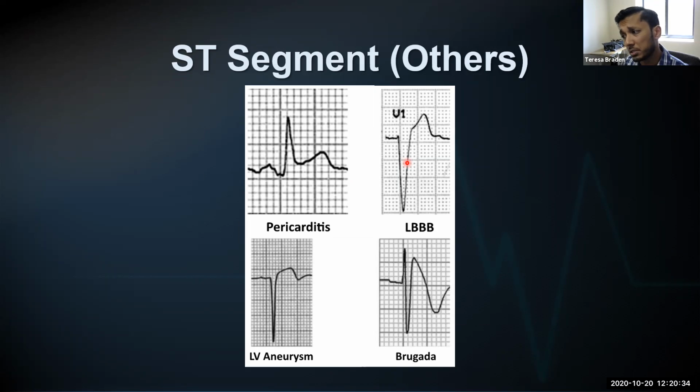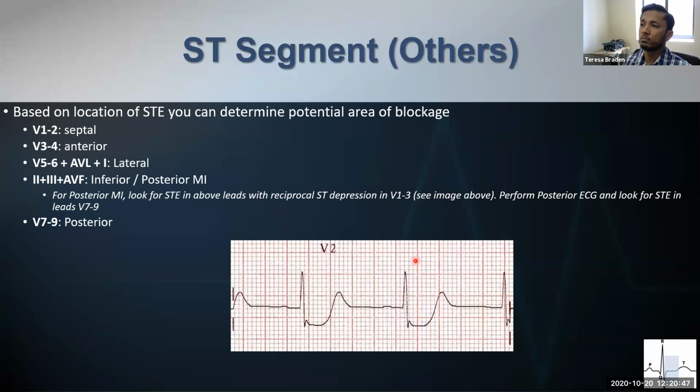And then if you have an aneurysm, that can even cause ST elevation, as well as Brugada, which I'll talk about in a second. But Brugada is very unique because it's going to have that sloping type appearance, that wind sail appearance, which is what's going to distinguish it from others.